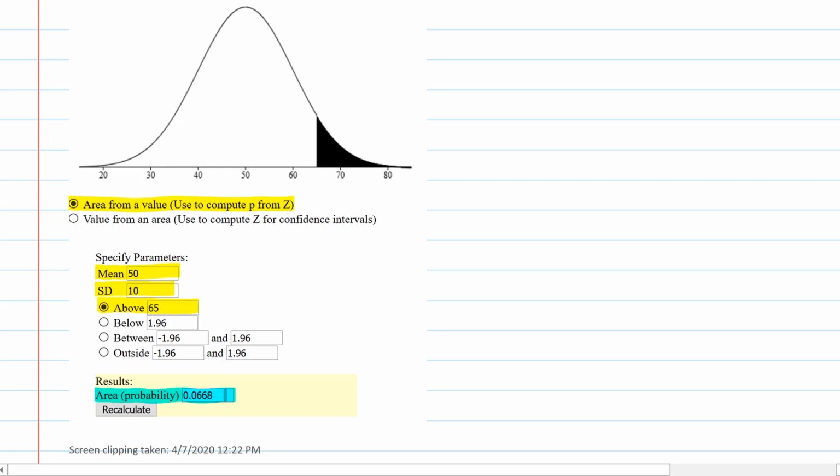And so we input, oh, can't spell input, what do you know? We input the mean and the standard deviation. We chose our x and the relationship we want, above x, and then down here the area probability, this is our probability.